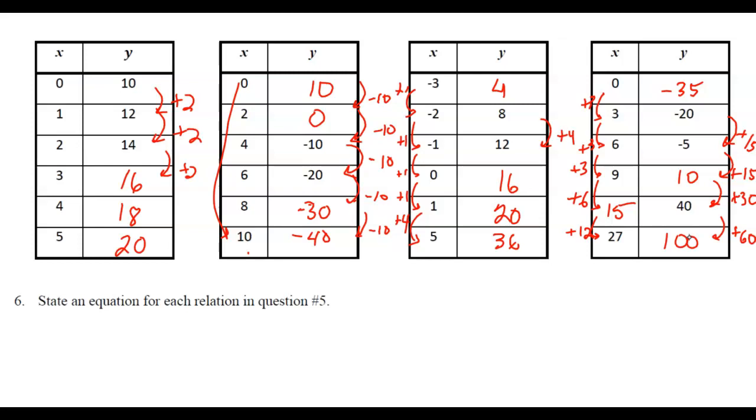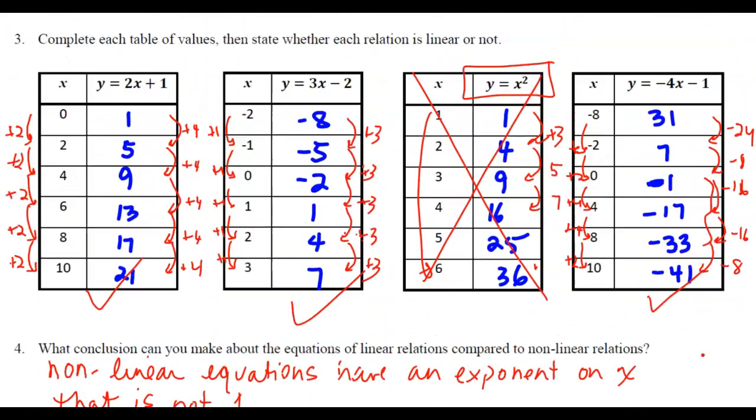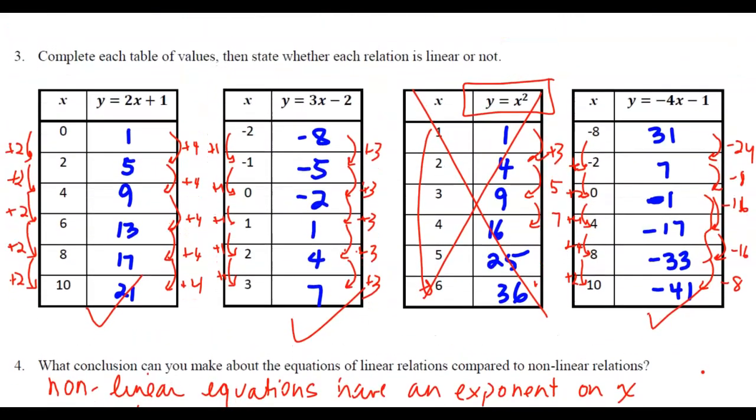So now, the tougher part, guys, is question 6. State an equation for each relation. So these are linear. So we know from what we learned above that it's going to be y equals something x. No x squareds, anything like that. And take a look. We need to look at those previous questions, number 3.